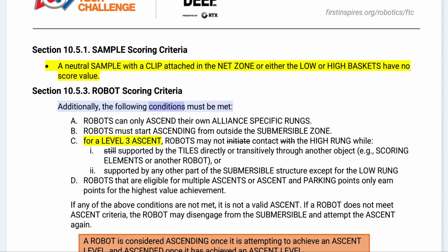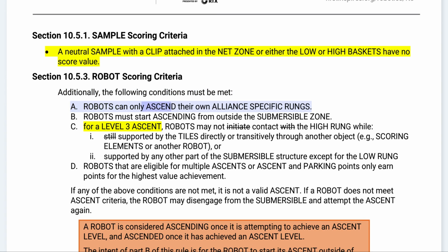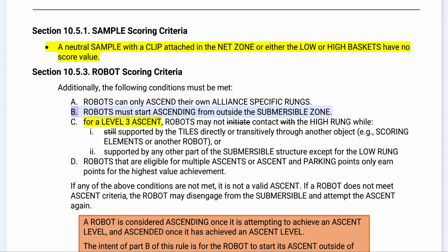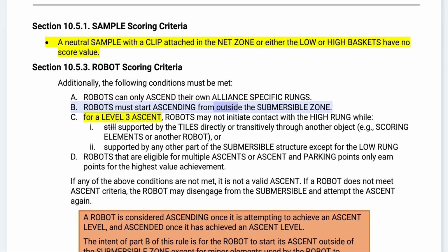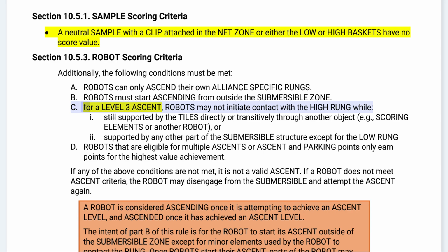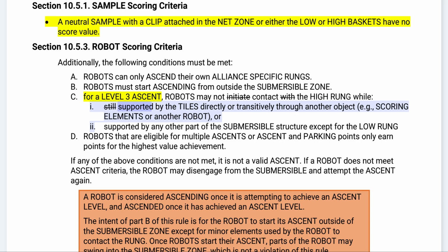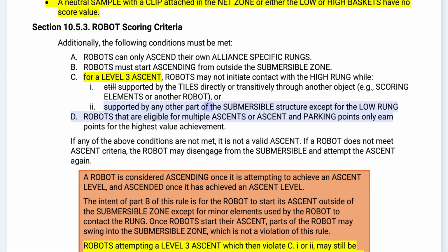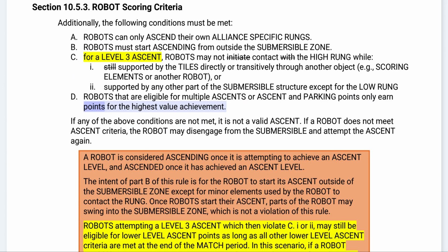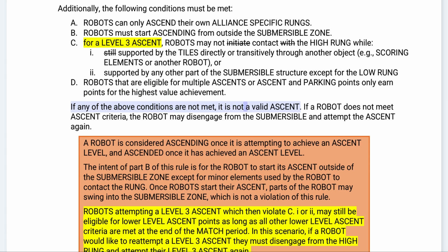Section 10.5.3. Robot scoring criteria. Additionally, the following conditions must be met. A. Robots can only ascend their own alliance-specific rungs. B. Robots must start ascending from outside the submersible zone. C. For a level 3 ascent, robots may not initiate contact with the high rung while 1. Still supported by the tiles directly or transitively through another object, e.g., scoring elements or another robot, or 2. Supported by any other part of the submersible structure except for the low rung. D. Robots that are eligible for multiple ascents, or ascent and parking points only earn points for the highest value achievement. If any of the above conditions are not met, it is not a valid ascent.